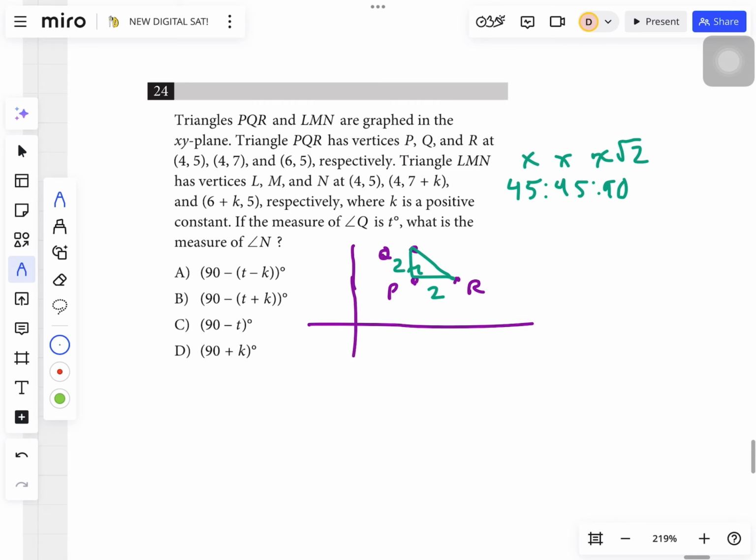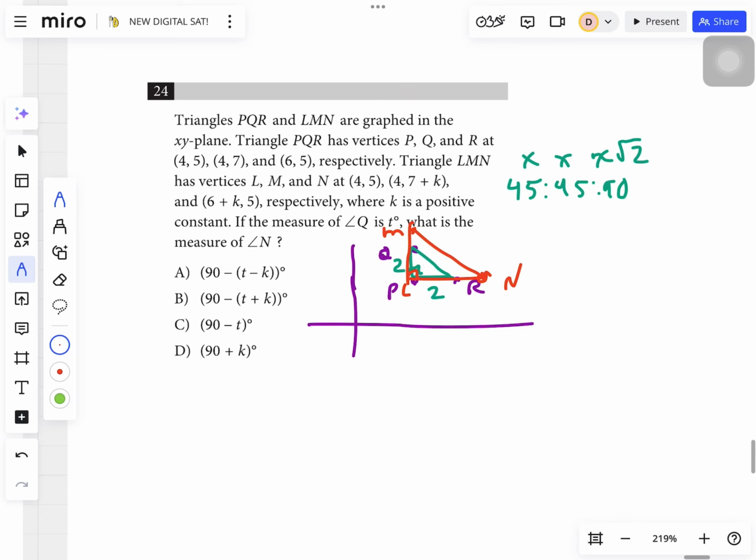Now, we're going on. Triangle LMN has vertices at (4, 5), so P is also L, (4, 7 plus K), which is M, and (6 plus K, 5), so this would be N. I can connect these, and I'm noticing that they have the same right angle in the exact same spot, but the triangle looks a little bit different.